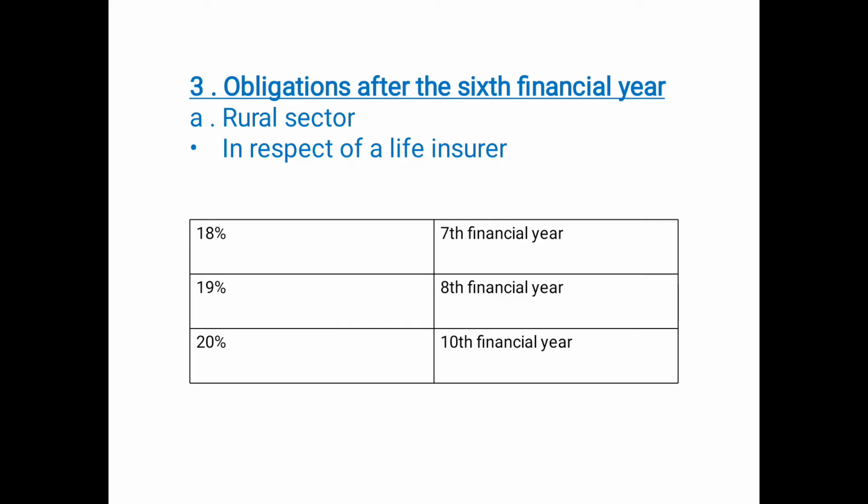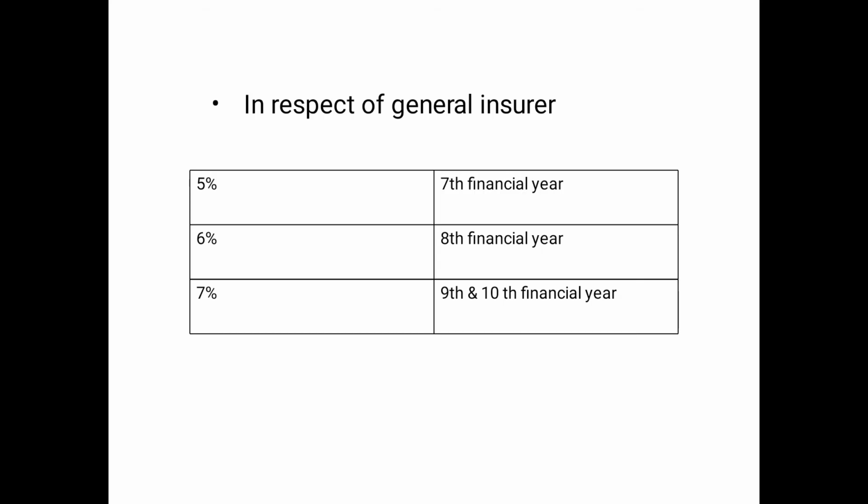And third one, obligations after the sixth financial year. In that, first one, rural sector. Under the rural sector, in respect of a life insurer, 18% in the seventh financial year and 19% in the eighth and ninth financial year and 20% in the 10th financial year of the total policies written direct in that year. Next, in respect of a general insurer, 5% in the seventh financial year and 6% in the eighth financial year and 7% in the ninth and 10th financial year of the total gross premium income written direct in that year.